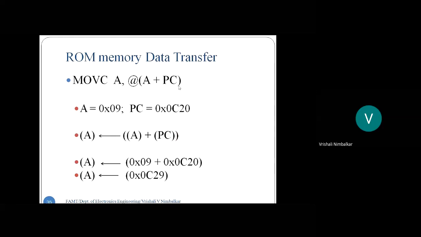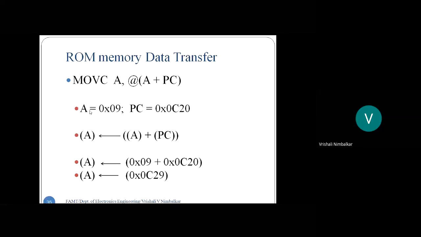That's the same example. And now see, the second variety of instruction is MOVC A, @A plus PC. PC is the program counter. So the same execution: the program counter address is added with one number in the accumulator and a new address is created, and data from that new ROM address is picked up and stored in the accumulator.